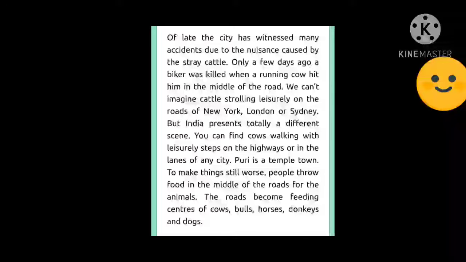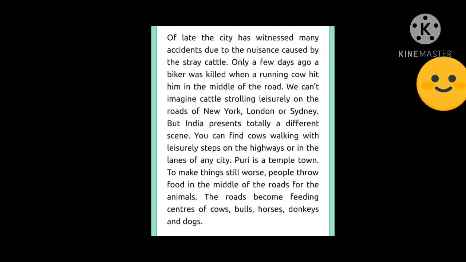But if you see in foreign countries, this kind of nuisance, stray dogs and stray cattle, will not be seen. They will not be allowed to come onto the road. Strict rules and regulations will be implemented there. But India presents a totally different scene. You can find cows walking with leisurely steps on the highways or in the lanes of any city. Puri is a temple town, and to make things still worse, people throw food in the middle of the roads for the animals. So, adding fuel to fire.